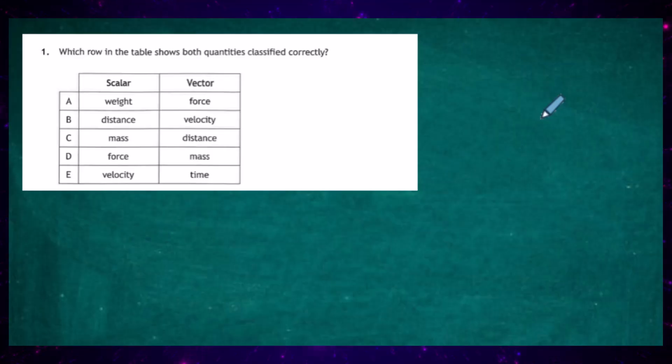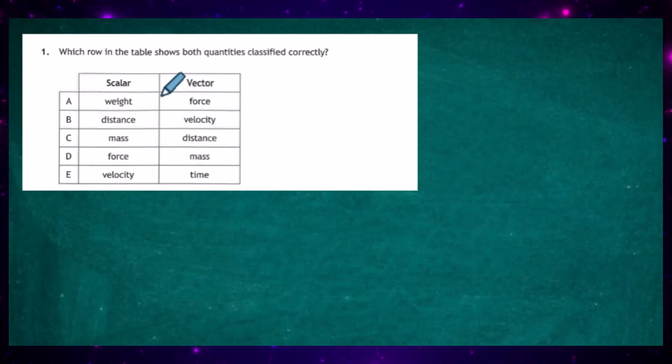Question 1 from the 2025 National 5 Physics exam from the SQA, taken from the first paper. Which row in the table shows both the quantities classified correctly? Well, let's go down the column and let's look at each of these quantities one at a time.